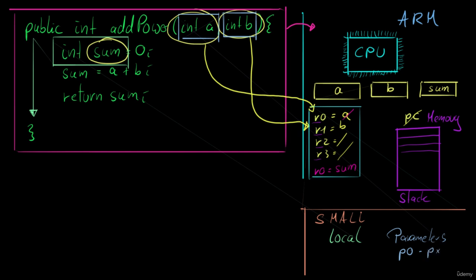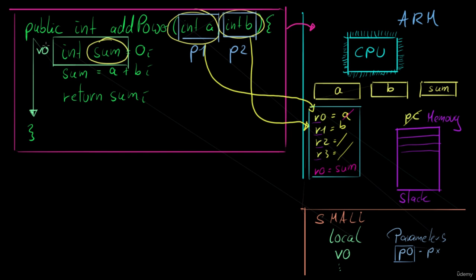P0 is also a special case. So P0 is most of the time the this operator. So that's a really special register over here. Therefore, those parameters normally start at P1 and simply count upwards. So this one would be P2. Local registers, they are named with V. So in local registers, we have V0 and it simply counts upwards. In our case, we have a local register or a local variable named sum, and this one would be our V0 register.